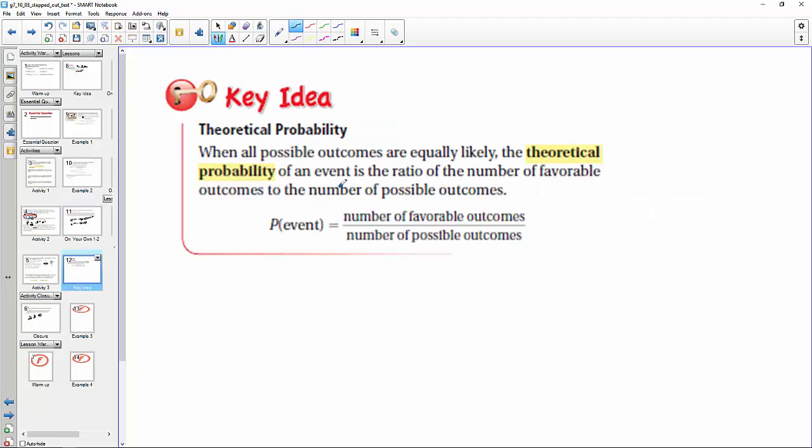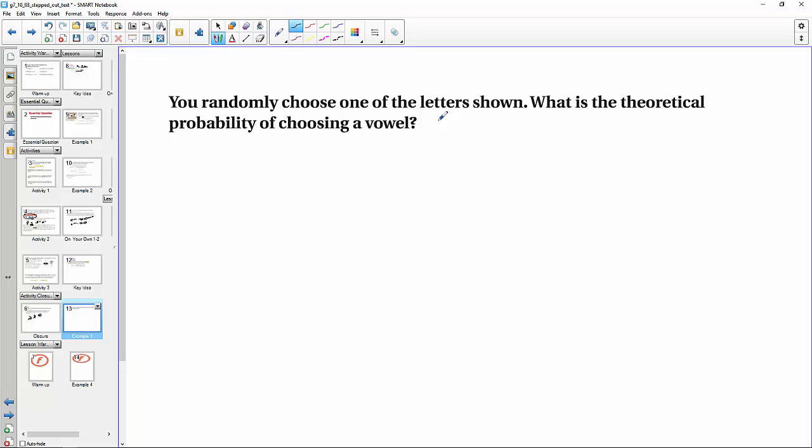The other one is theoretical probability, and this is what should actually happen. So this is the number of favorable outcomes out of the possible outcomes. So experimental probability, the more you do, should get close to this theoretical. This is the likelihood mathematically of what should happen.